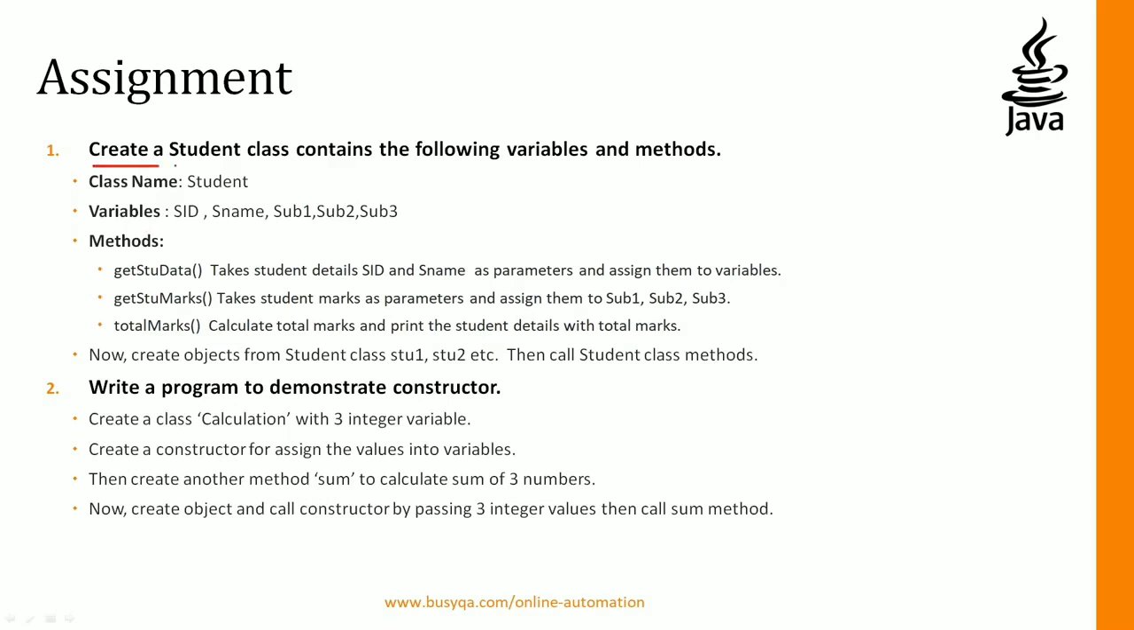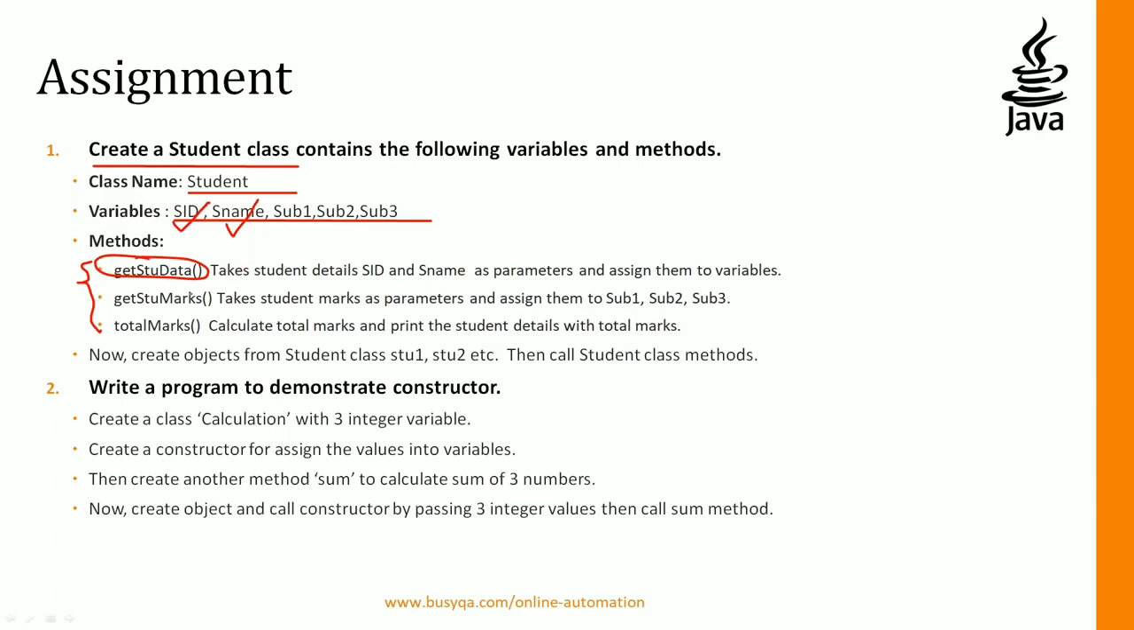The first assignment is to create a student class which contains variables and methods. This is the class name, and these are the variables: sid, sname, subject1, subject2, subject3. Along with these variables, create three different methods: get stu data, get stu marks, and total marks. I have given some description about these methods. The get stu data method will take the student details like SID and SNAME as parameters and assign them to the variables SID and SNAME. That's the functionality of the first method.